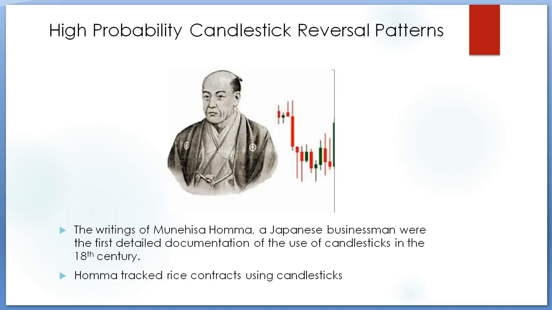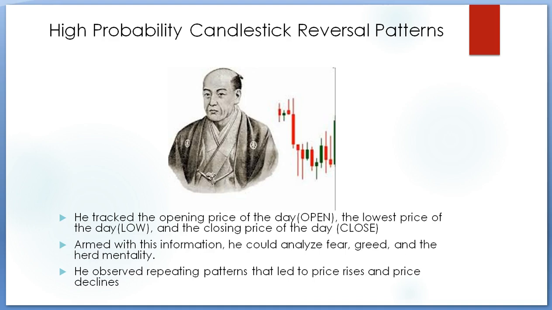The writings of Munehisa Homa, a Japanese businessman, were the first detailed documentation of the use of candlesticks in the 18th century. Homa tracked rice contracts using candlesticks. He tracked the opening price of the day, called the open, the lowest price of the day, called the low, and the closing price of the day, called the close. Armed with this information, he could analyze fear, greed, and the herd mentality. He observed repeating patterns that led to price rises and price declines.